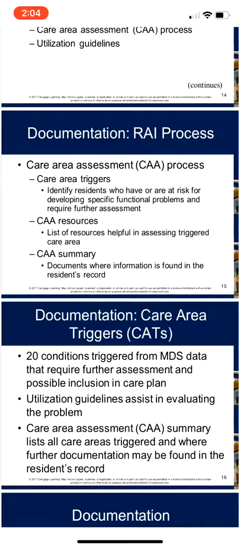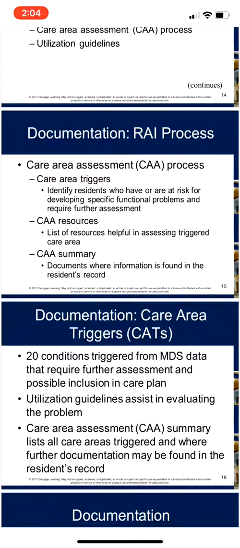1, delirium. 2, cognitive loss, dementia. 3, visual function. 4, communication. 5, ADL, functional rehabilitation potential. 6, urinary incontinence and indwelling catheter, and so on. So you have the rest of this list on 366.